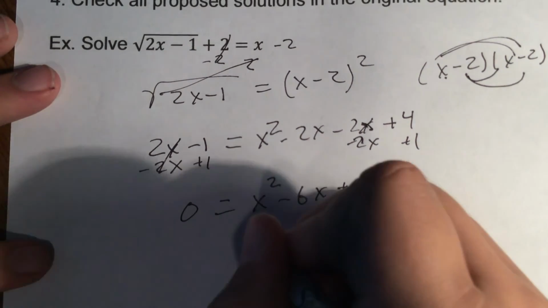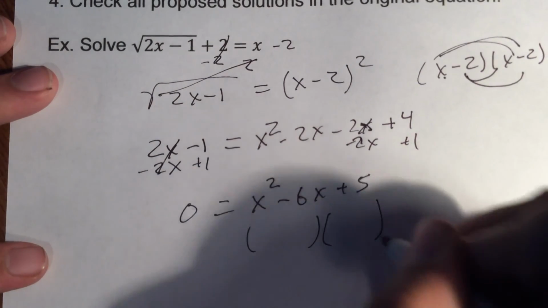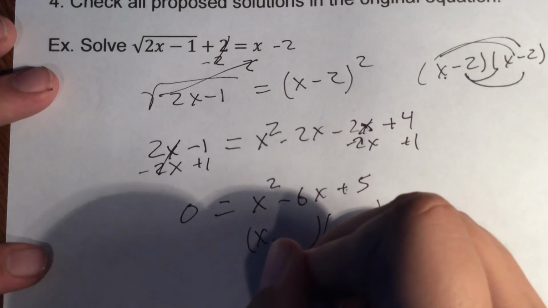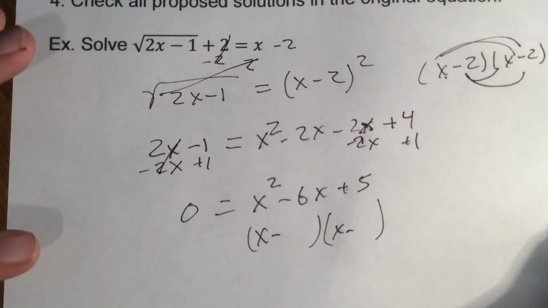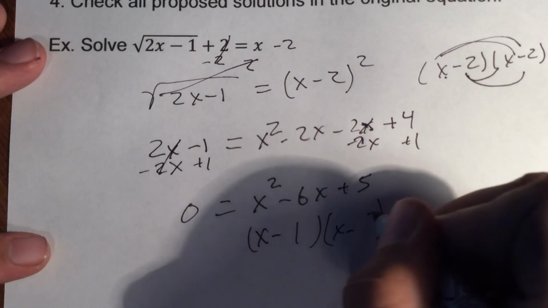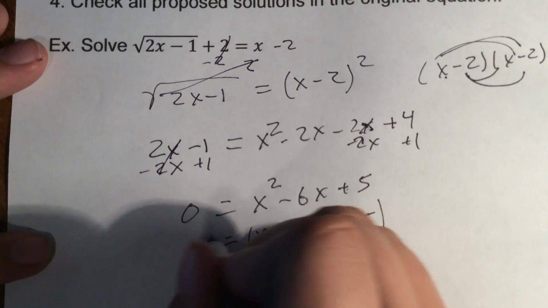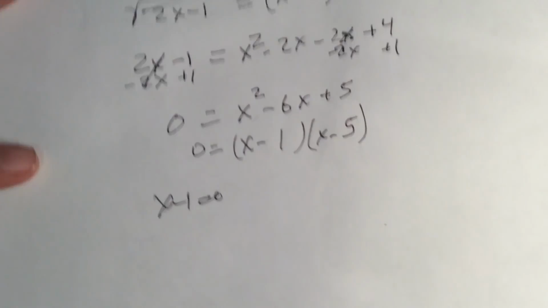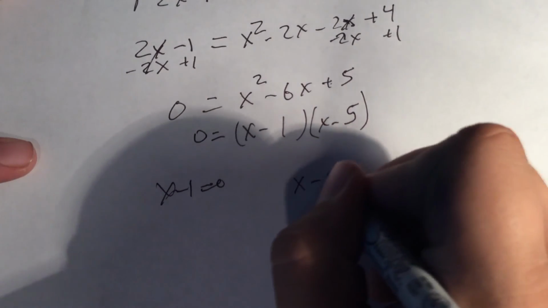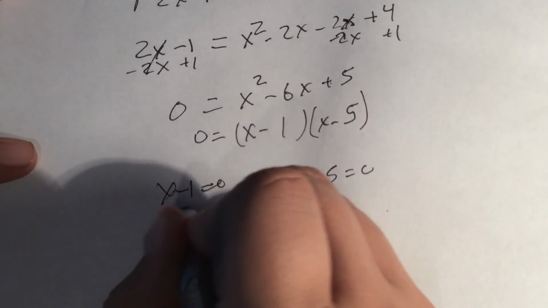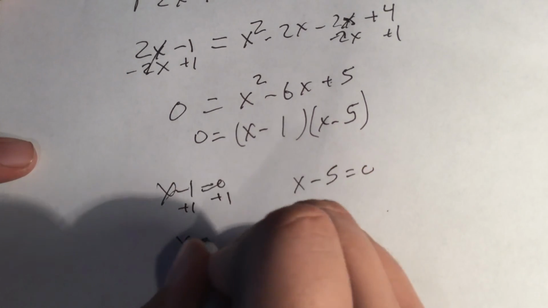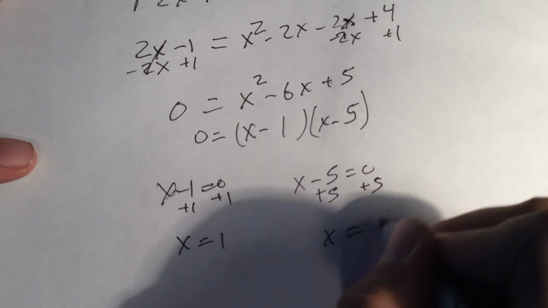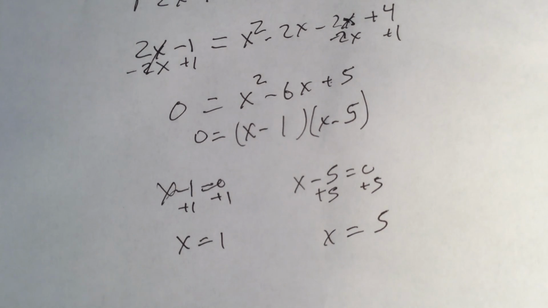So from there, can I factor it? You betcha. x and x. Because it's a plus with a minus in the middle, we look at factors of 5 that add together to be 6, which will be 1 and 5. So x minus 1 equals 0 and x minus 5 would equal 0. Well, add the 1 over: x equals 1. Add the 5 over: x equals 5. And that's it.